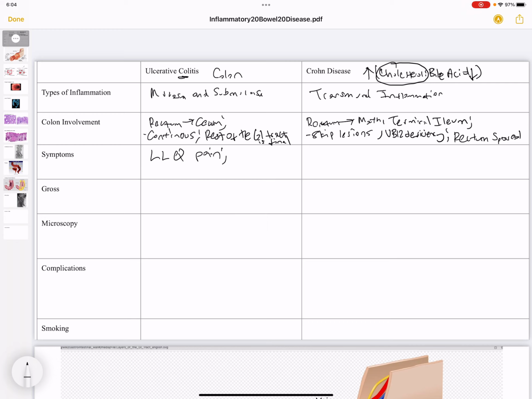With Crohn's disease, the terminal ileum is the site that is most impacted. So where's the terminal ileum? It is located in the right lower quadrant. So the patient will present with right lower quadrant pain in contrast. Now, with ulcerative colitis, we can have bloody diarrhea. With Crohn's disease, it is usually non-bloody diarrhea that occurs.